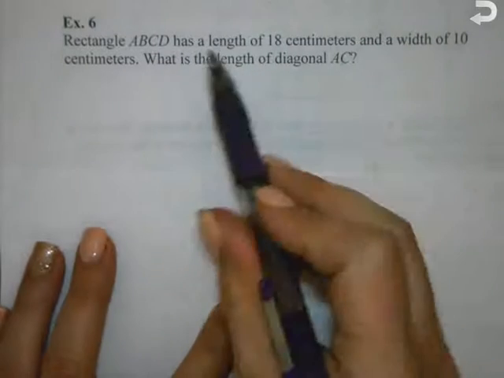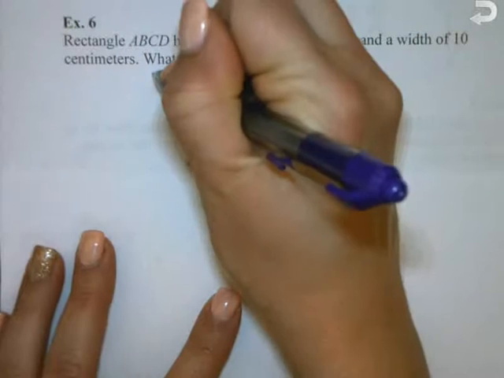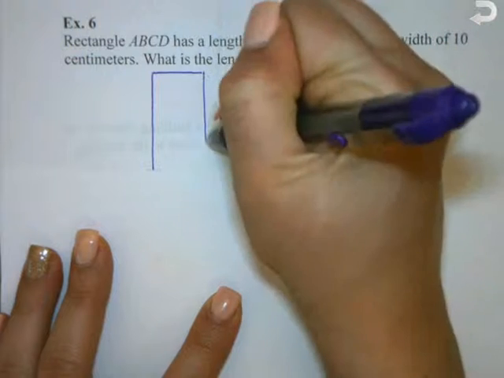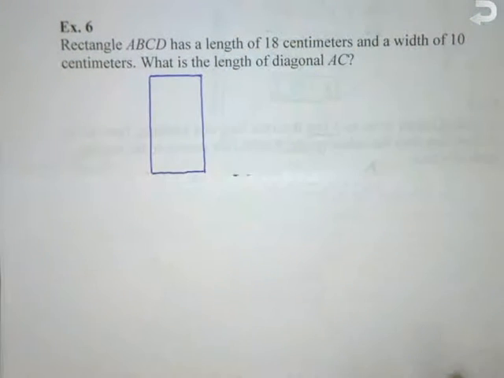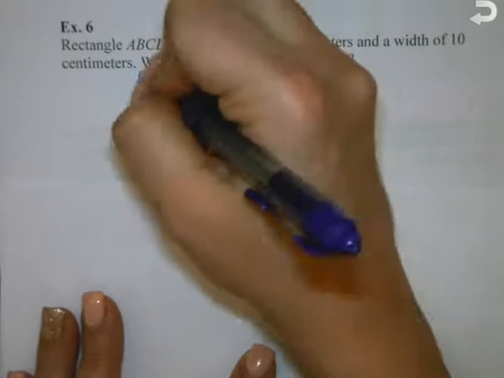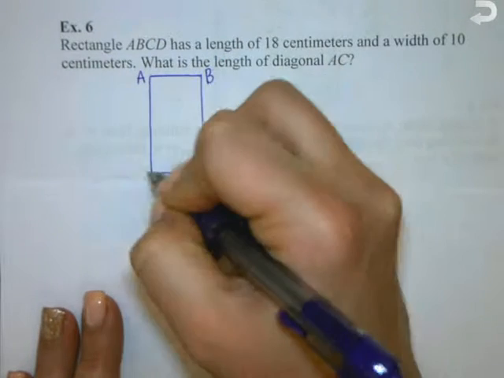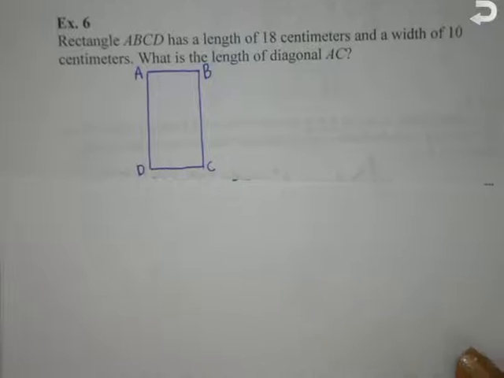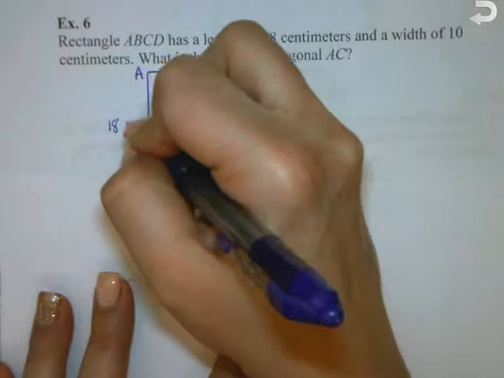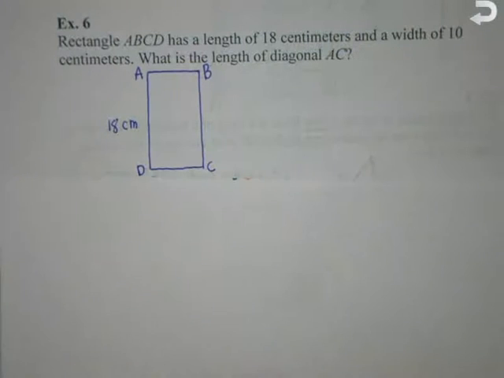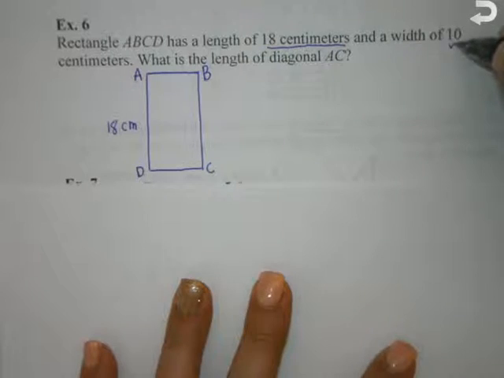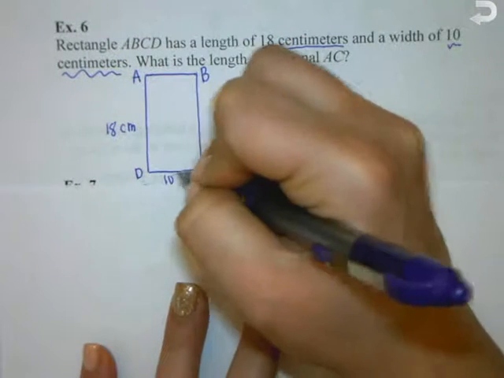Draw a rectangle. So if our length is 18, that means this is going to be a tall one. So I'm going to draw a tall rectangle. Really, it's just a sketch, so it doesn't have to be perfect. But label it A, B, C, D. Okay, so our length is 18 centimeters. So label your length or your height 18 centimeters. And our width is 10 centimeters, so label that 10.